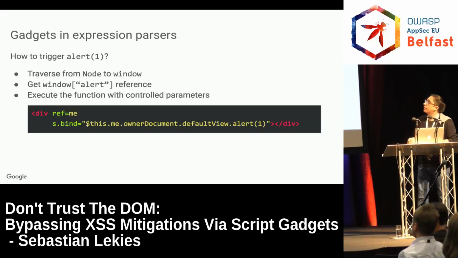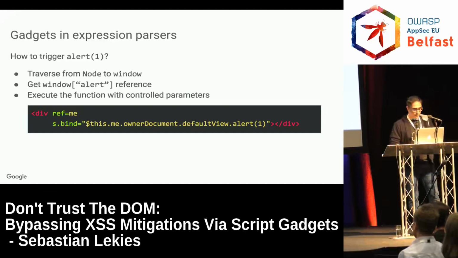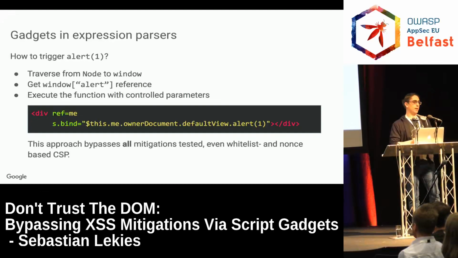And this is how it looks for Aurelia. So we store the reference to the current node, which is done with a ref attribute simply. And then we execute this particular expression, right? So this will evaluate to this div element. Then we check the owner document, which will return the document element or the document object. Then we check the default view, which is a reference to the window. Then we just call the alert, essentially. Why is this one interesting?